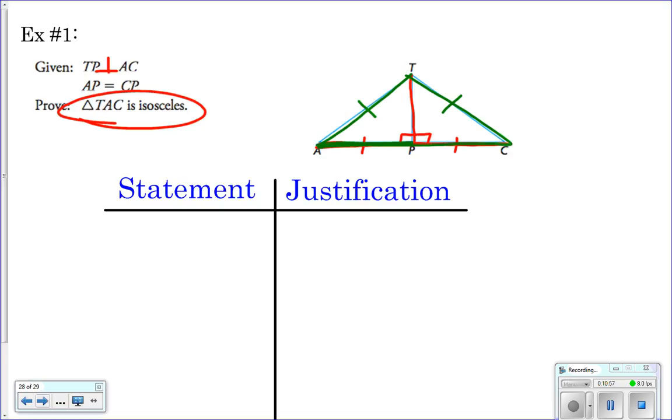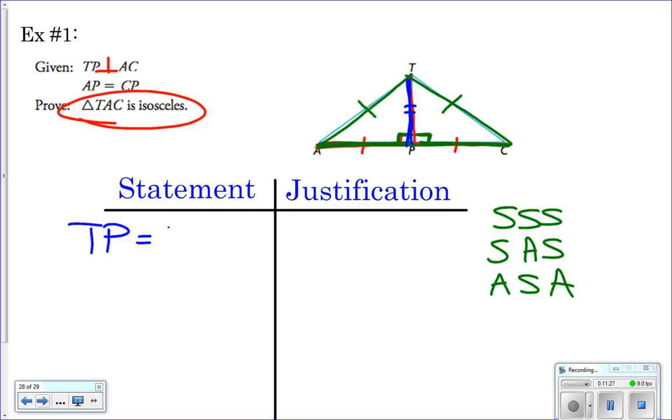If this side and this side, we know that those are the same. We know that these angles are the same right here. And if we can prove, again, remember SSS, SAS, or ASA, if we can prove one of those, then we've proven that this is a congruent triangle. So let's take a look. We know automatically, guys, that TP is equal to TP, right? It's the same line. So we can write that out. We know TP is equal to TP. And again, what's our justification? Well, it's the same line, so it's pretty obvious here.